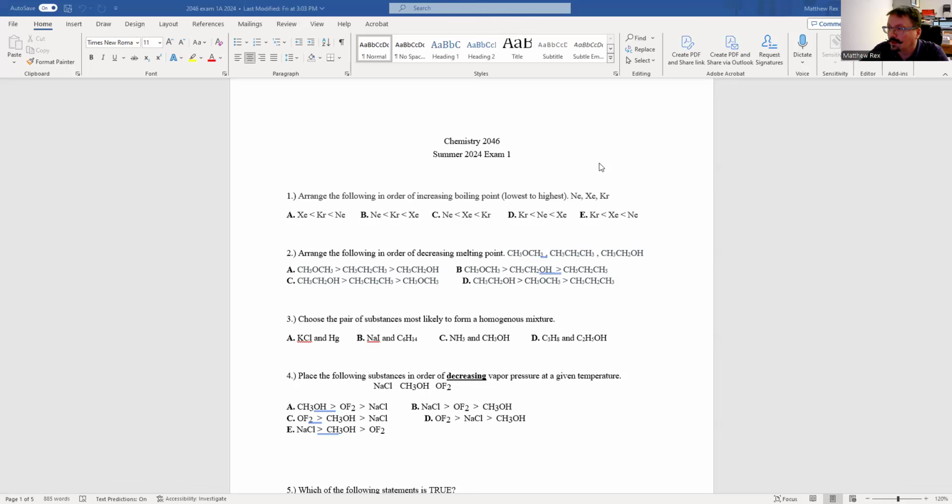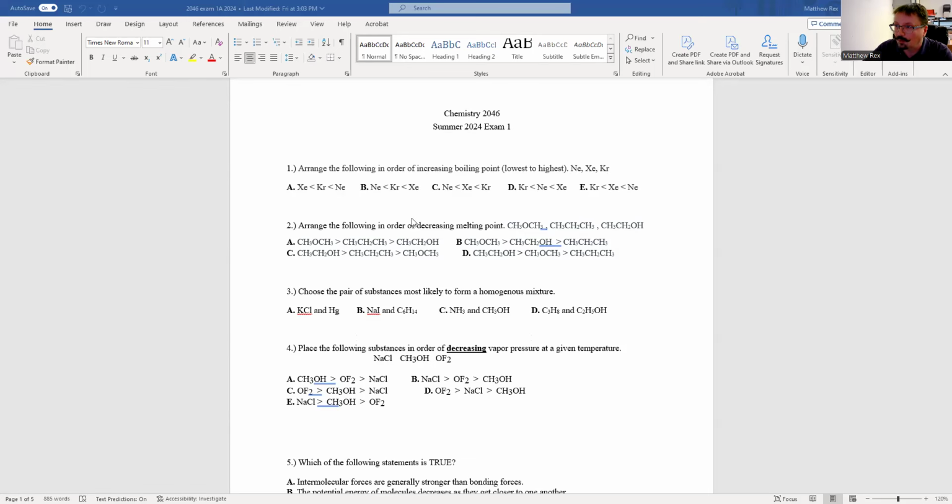Okay, so first question: arrange the following in order of increasing boiling point. We have three noble gases. We want to go from the lowest boiling point, or essentially the lowest intermolecular attractive forces, to the highest intermolecular attractive forces. In this case, we only have dispersion forces. These are all noble gases, so we're just going to go from the least heavy, or the lowest atomic mass, to the highest, which should be neon, krypton, xenon. So neon should have the lowest boiling point, followed by krypton, and then xenon should have the highest boiling point.